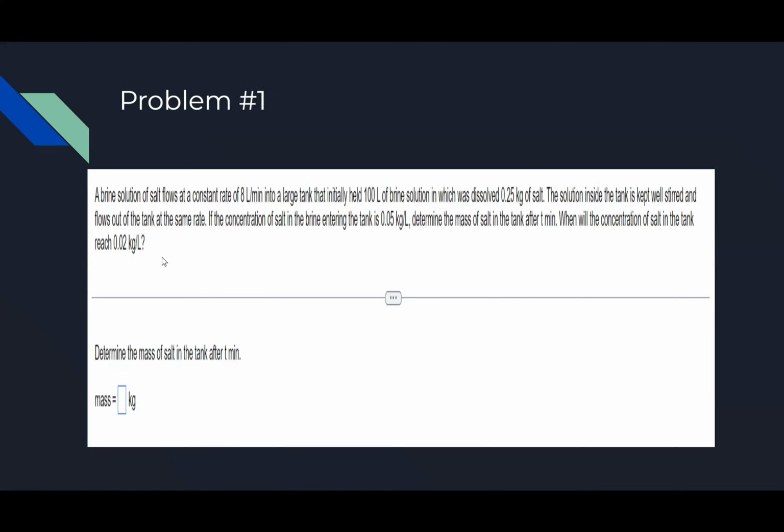A brine solution of salt flows at a constant rate of 8 liters per minute into a large tank that initially held 100 liters of brine solution, in which was dissolved 0.25 kilograms of salt. The solution inside the tank is kept well stirred and flows out of the tank at the same rate. If the concentration of salt in the brine entering the tank is 0.05 kilograms per liter, determine the mass of salt in the tank after t minutes. And for part 2, when will the concentration of salt in the tank reach 0.02 kilograms per liter?